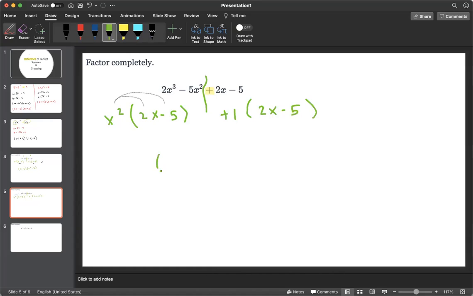So this final answer is 2x minus 5 times x squared plus 1. See how that is a plus? That means we cannot do perfect squares. This does not work. If we had x squared minus 1, then we could do difference of perfect squares.